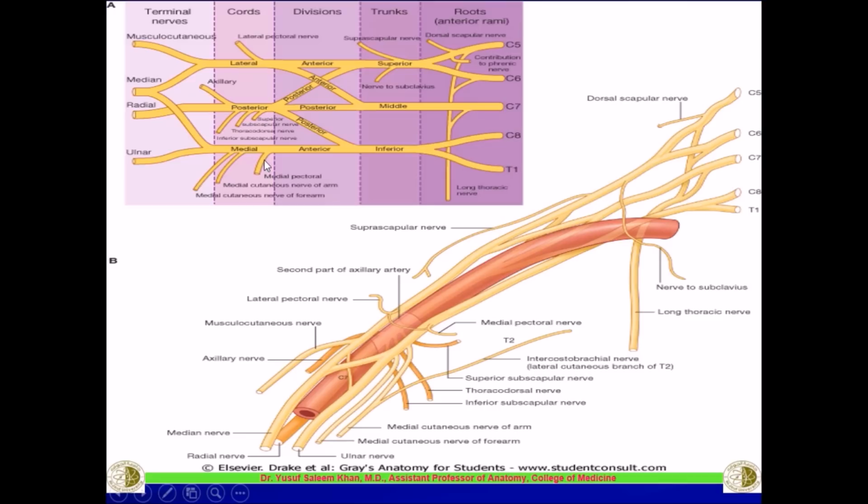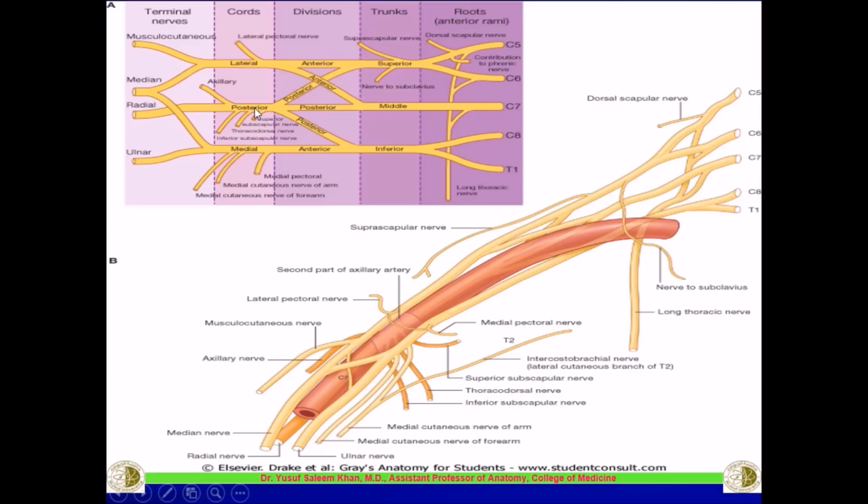The medial cord will give five branches: medial pectoral nerve, medial cutaneous nerve of arm, medial cutaneous nerve of forearm. Then we have the ulnar nerve and the medial root of the median nerve. This is the lateral root and the medial root joined to form the median nerve. So median nerve is formed by the contribution from two cords, lateral cord as well as the medial cord. All others are from each individual cord, but median nerve is from two cords.